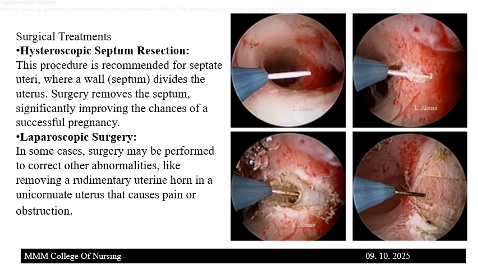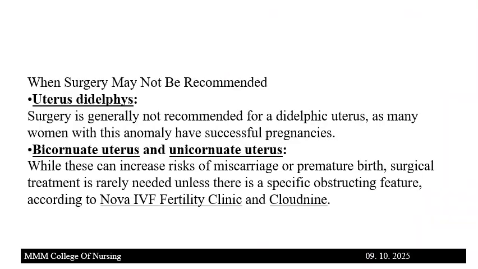The next is laparoscopic surgery. In some cases, surgery may be performed to correct other abnormalities, like removing a rudimentary uterine horn in a unicornuate uterus that can cause pain or obstruction. So these are some of the surgical treatments indicated in case of uterine abnormalities.